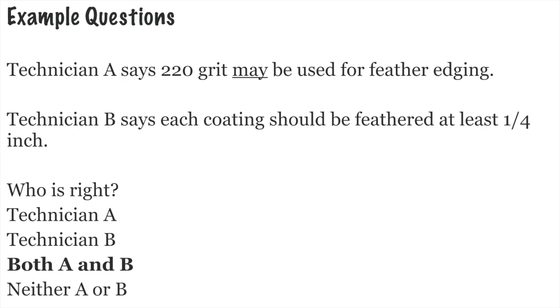And look for that word there where it says Technician A says 220 grit may be used. That's one of the things that raises a flag. Technician B says that each coating should be feathered at least 1/4 of an inch. And that's what's recommended, that the layers be feathered 1/4 of an inch. So that's going to be both Technician A and Technician B.